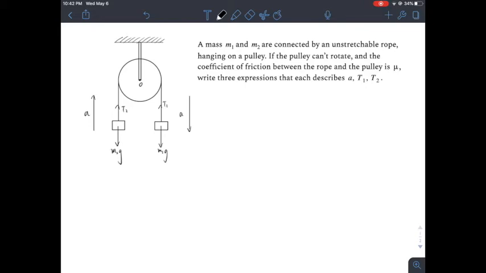Here the problem is very strange, because usually in a pulley problem the pulley is rotating, but here it's not. And usually we have a frictionless pulley, but here the pulley has friction. So I want you to pause the video and try it on your own. After you try it, come back to the video, then I'll show you how I did it.